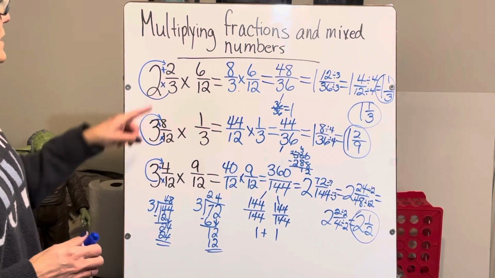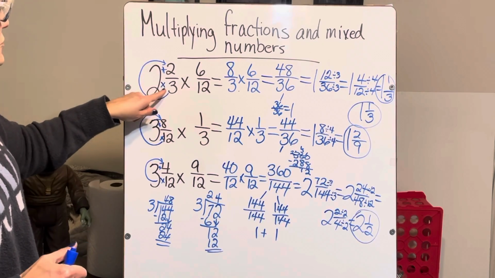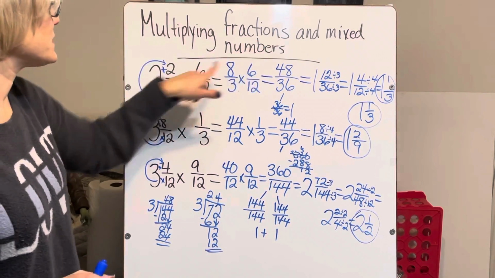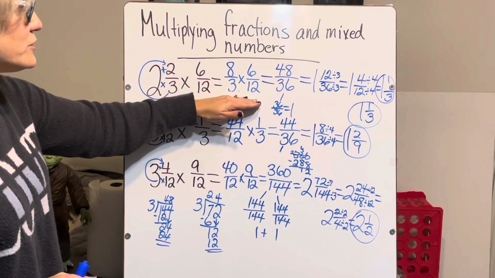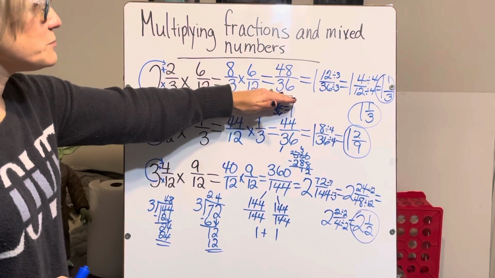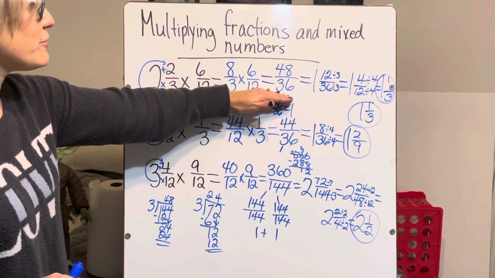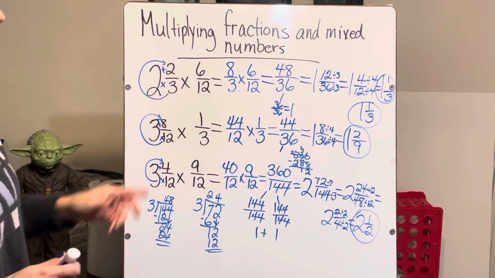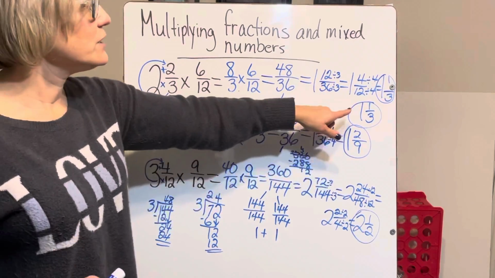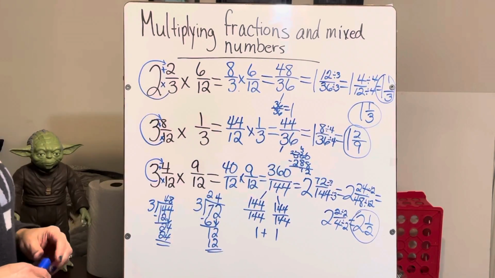All right? So I hope you're understanding how to change the mixed number into an improper fraction, and then you can use that to multiply. Once you've multiplied and you've got your improper fraction, then you need to change that back to a mixed number and reduce it if you need to. Reduce it to its lowest terms.